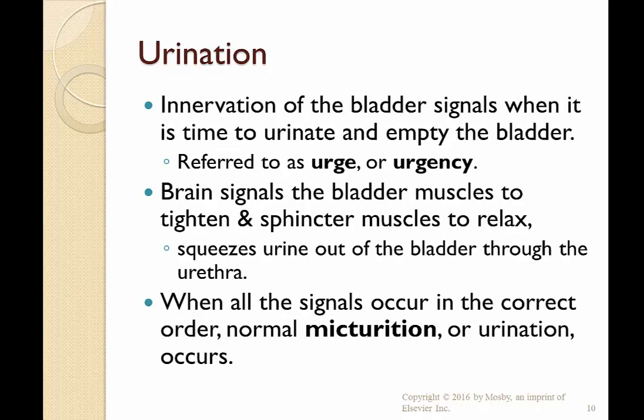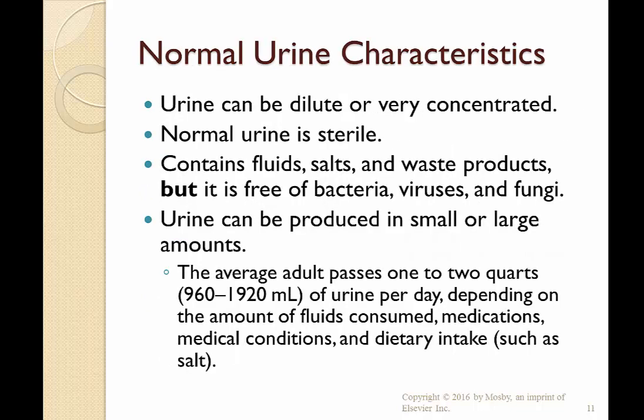There is the process of urination. The bladder sends out signals when it's time to urinate, which is emptying of the bladder. We get the urge or the urgency to empty our bladder. And there are brain signals that cause the bladder muscles to tighten and the sphincter muscles to relax, and this allows the urine to leave the bladder via the urethra. The process of urination, by another term, is called micturition.